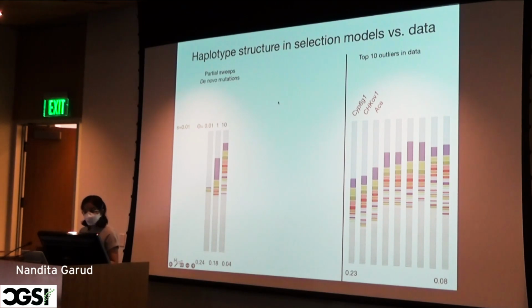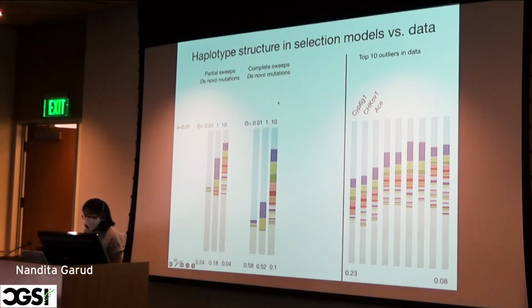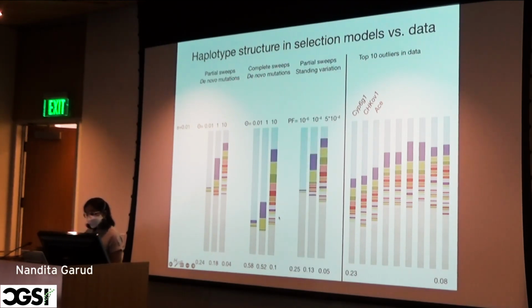These are partial sweeps in which the adaptive variant reached 50%. But here you have complete sweeps. They don't quite match what we see in the data, but maybe the higher theta values do. Here, partial sweeps arising from standing variation. So just by eye, we can see that the demographic neutral models cannot match the data, but we can match the data with selection, and concretely with soft sweeps.